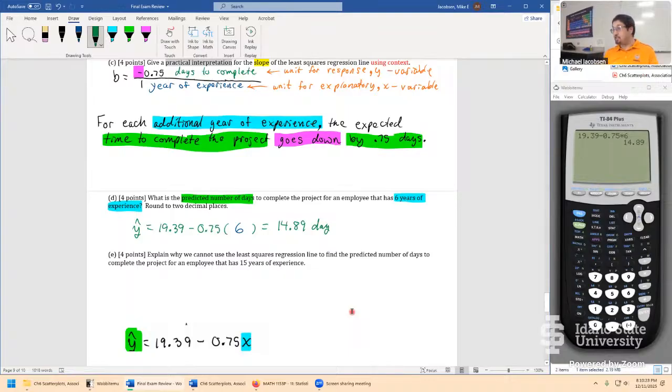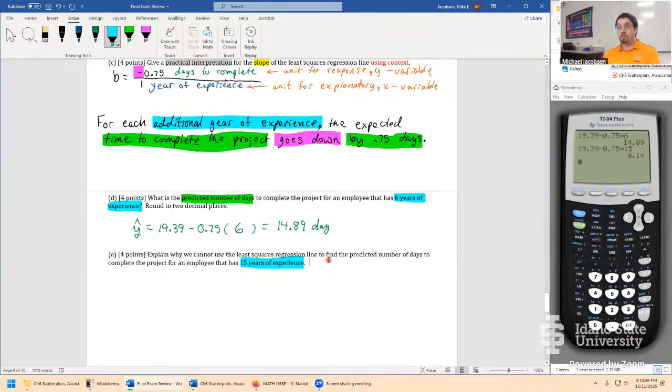One last question to take a look into, though. Explain why we cannot use the least squares regression line to find the predicted number of days to complete the project for an employee that has 15 years of experience. That's a weird statement because you might think to yourself, we can just put 15 in for X, and you get 8.14 days. So there's something else going on about this problem. It's not about being able to physically calculate it. We can definitely do that.